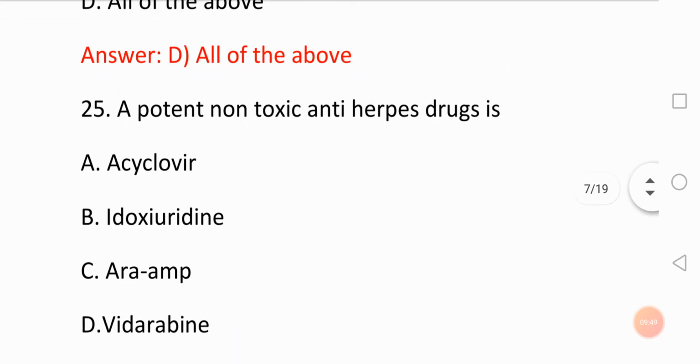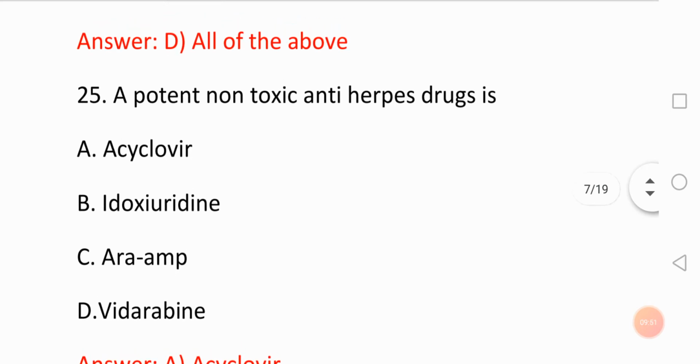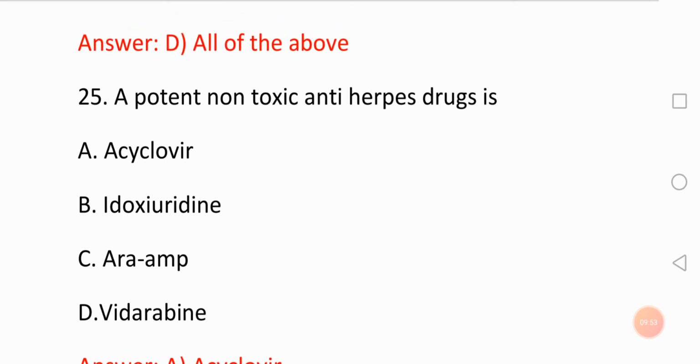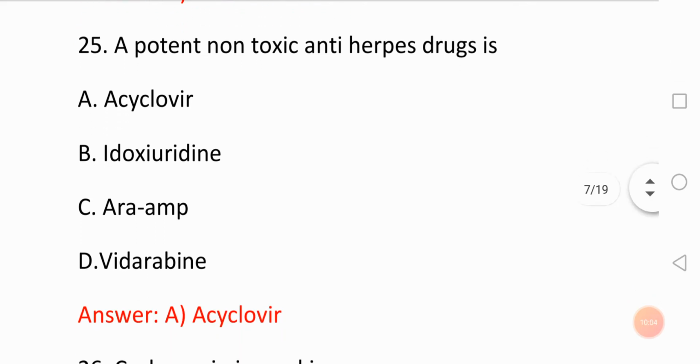A potent non-toxic herpes drug is A. acyclovir, B. idoxuridine, C. ara-A, and D. vidarabine. And the answer is A, acyclovir. Acyclovir is an antiviral drug.